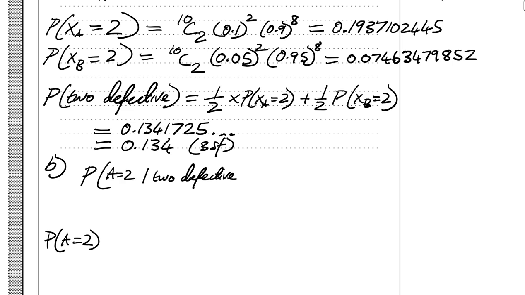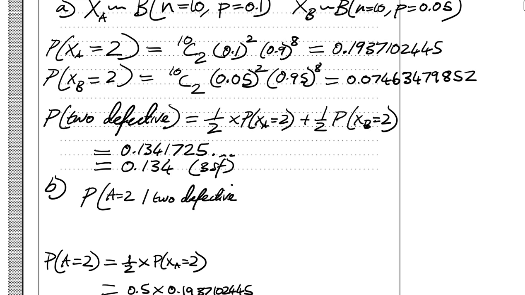A equals 2. The probability of A equals 2 is half, 0.5, times the probability of X given A equals 2. This is just to show you what notation I'm using. So it would just be 0.5 times 0.19371024445, and that should come in handy when we do this.